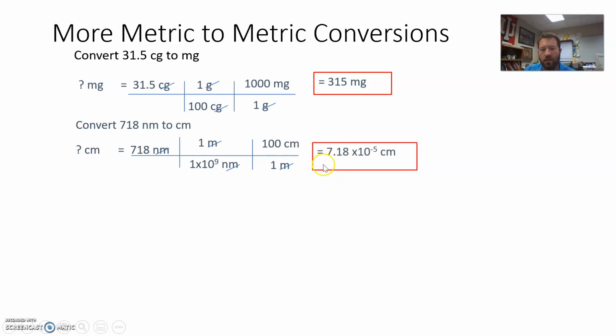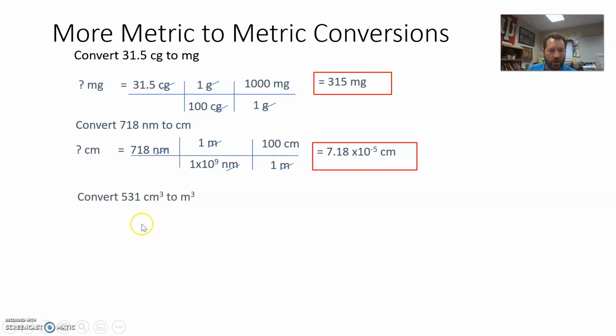Hopefully the answer you're getting is 7.18 times 10 to the negative 5th centimeters. Again, good chance for you to check out on your calculator, are you plugging things in right? So not a bad idea for you to have your calculator out. Go ahead and run through that. Pause the video if you need to. Make sure you're getting this value here. And if not, and you're not sure how to get that value, come talk to me at some point.